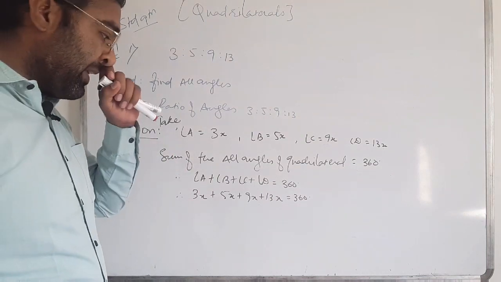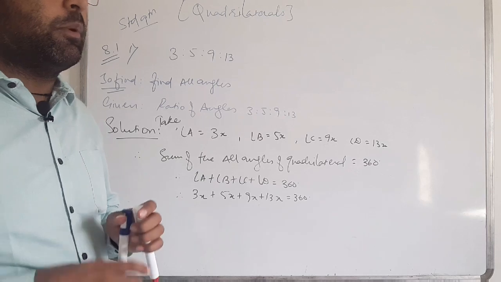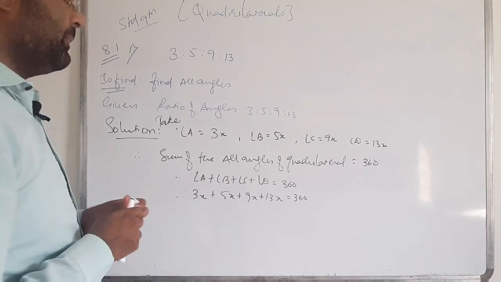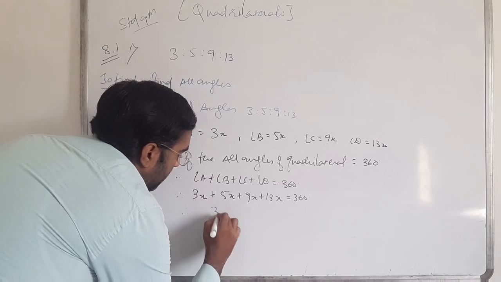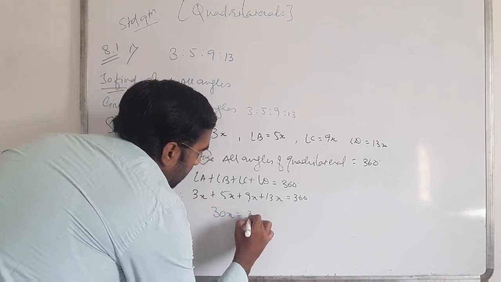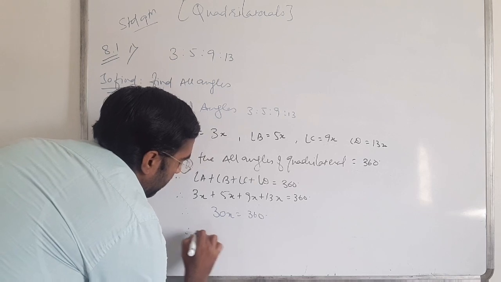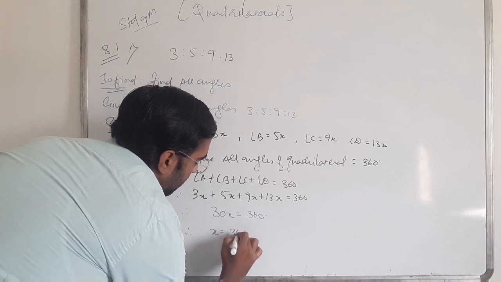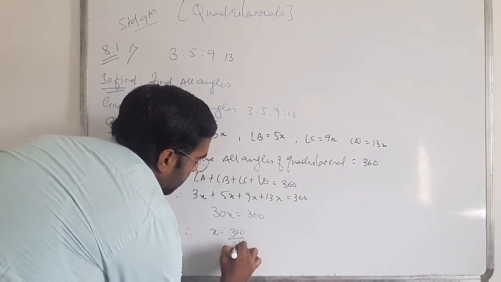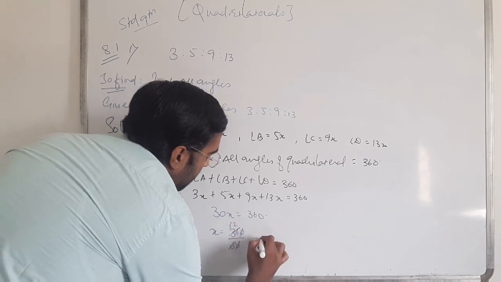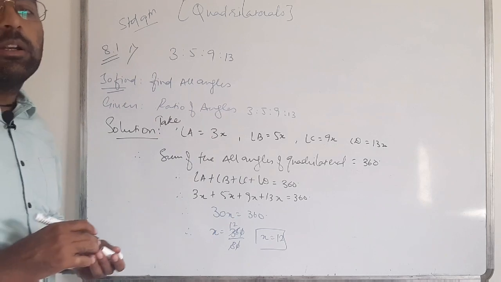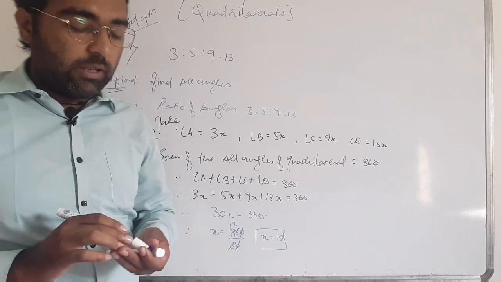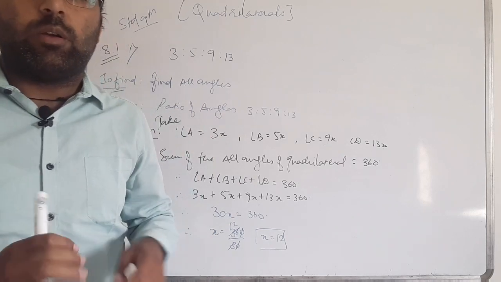5 plus 3 is 8, 8 plus 9 is 17, 17 plus 3 is 20, 20 plus 10 is 30. Therefore 30x is equal to 360. Therefore x is equal to 360 by 30, the zeros cancel out, 3 12s are 36, so x is equal to 12. My constant value that I'll multiply with all the angles is 12. Okay.